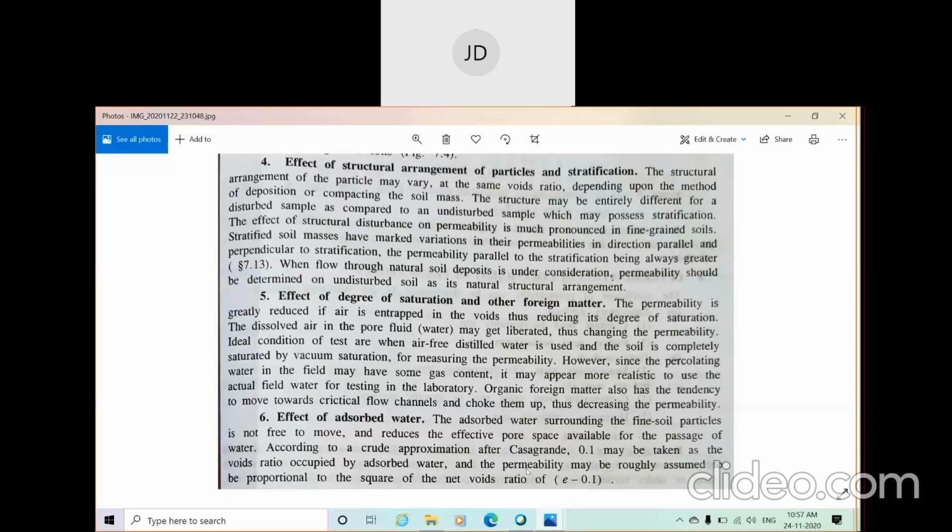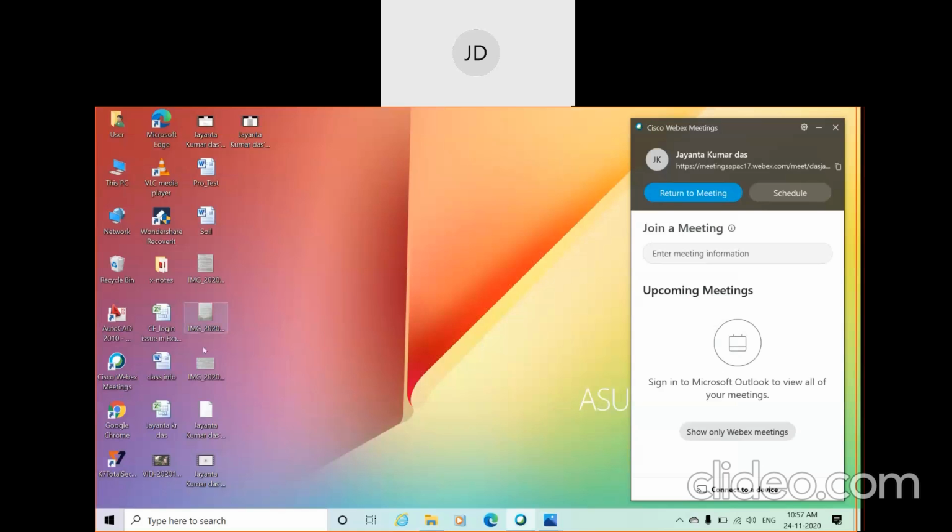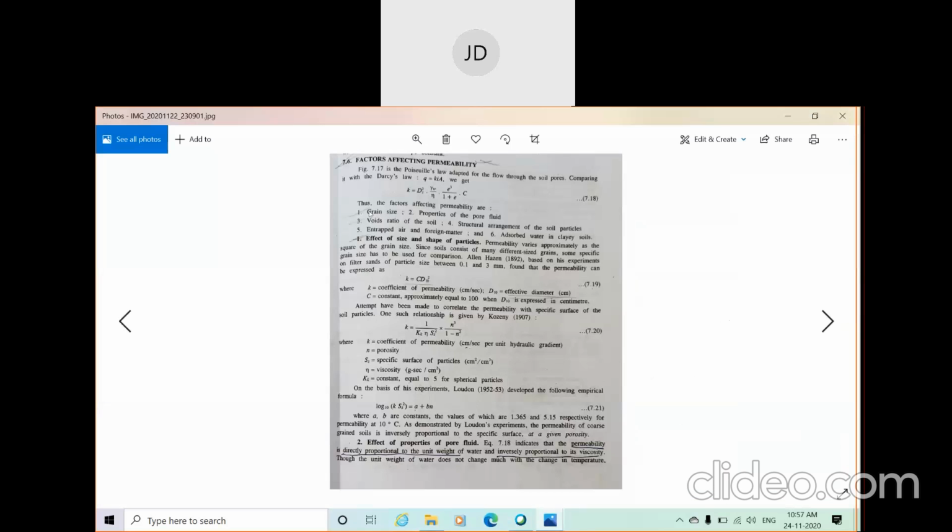So all these factors we have discussed till now. What did we discuss? We have discussed grain size, properties of pore fluid, void ratio, structural arrangement of soil particles, entrapped air and foreign matters, and adsorbed water in clay soil. So these six factors have an effect on permeability of soil. Mostly they decrease the permeability of soil. So this is all about today's class. We have discussed factors affecting permeability of soil.